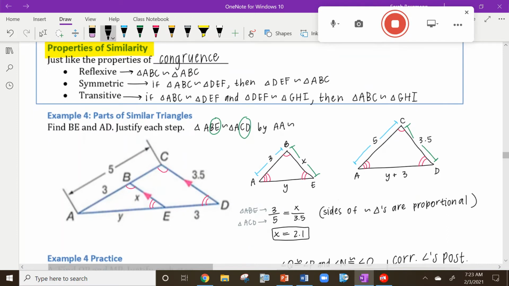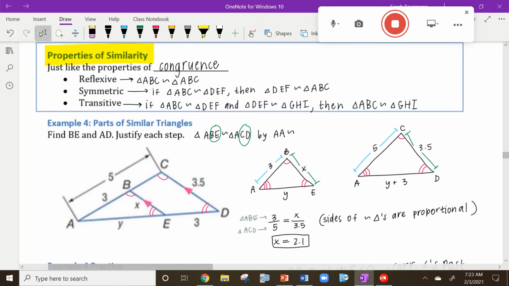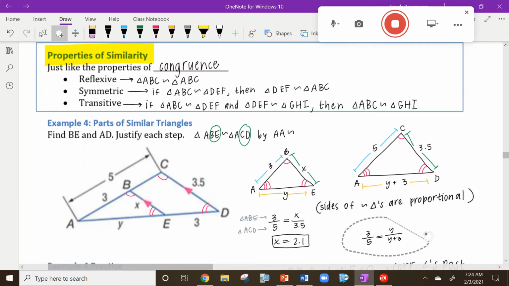Now we're going to do almost the same thing for y. I'll stick with this ratio, 3 over 5, and set it equal to, now let's look at what sides are corresponding that have y in it. I know AE corresponds to AD, so I'll put y over y plus 3. Again, the corresponding sides of similar triangles are proportional. I'm going to move that up to give us a little more space here. Alright.